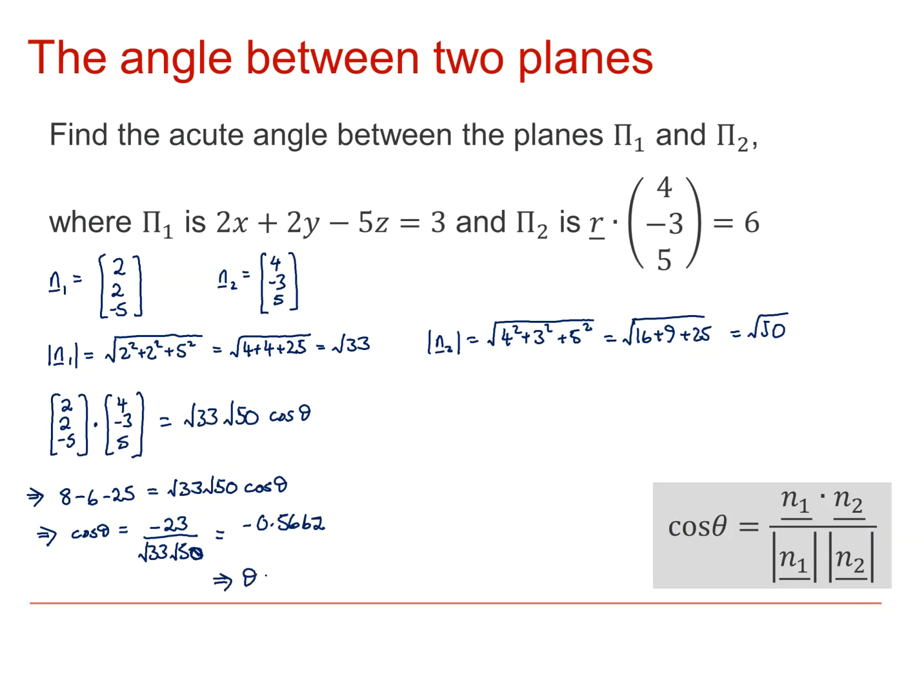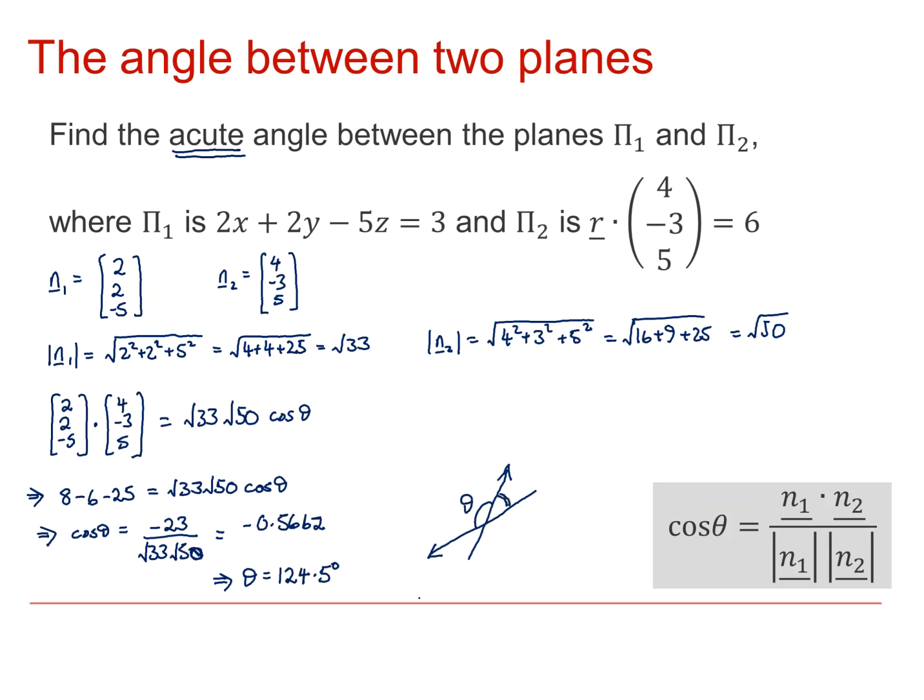That gives me an angle of 124.5 degrees. However, I was asked to find the acute angle between the planes. What's happened is the normal vectors that I've chosen will be arranged like this, so that the angle I've found between the two lines where they're both going outwards, that's theta, which I've just found, but I actually want this angle here.